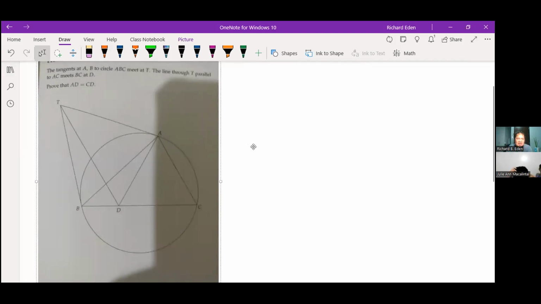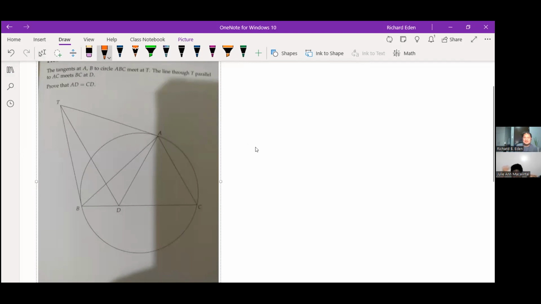All right, the tangents at A and B to circle ABC meet at T. Then the line through T parallel to AC meets BC at D. Prove that AD equals CD. Oh, interesting. Okay.